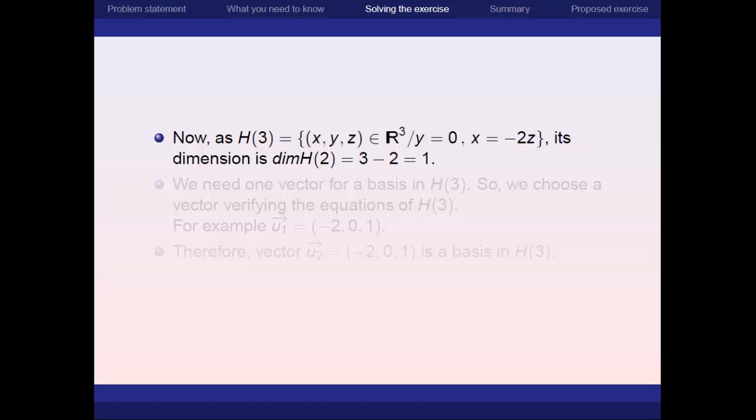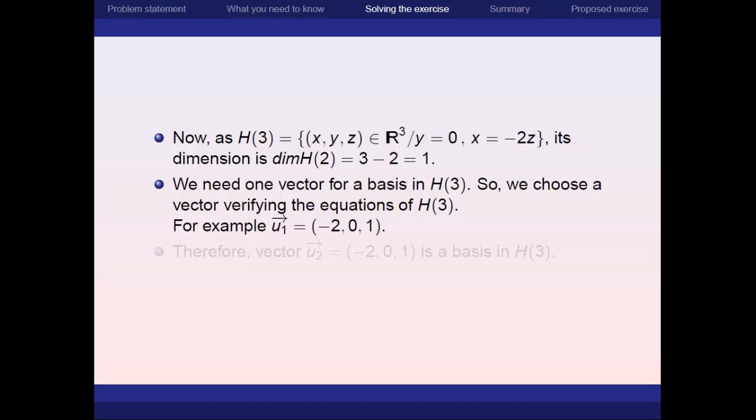Now, as H of 3 equals (x, y, z) in R3, y equals 0, x equals minus 2z, its dimension is 3 minus 2 equals 1. We need one vector for a basis in H of 3, so we choose a vector verifying the equations of H of 3. For example, u2 equals (minus 2, 0, 1). Therefore, vector u2 equals (minus 2, 0, 1) is a basis in H of 3.